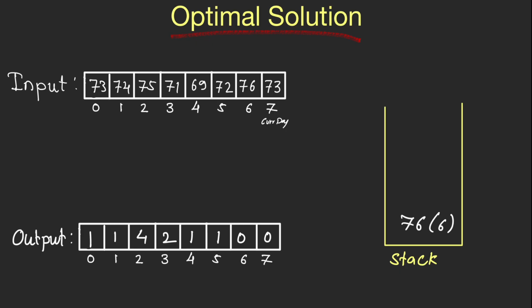Current day is pointing to day 7. 73 is greater than 76. No. Push the current day to the stack. We're done with traversing the input array. In the end, in the stack we have 76 and 73, day 6 and day 7. That means there is no warmer temperature for these 2 days. So for day 6 and 7 default values will remain as they are, 0 0. Now we understood the solution in detail.